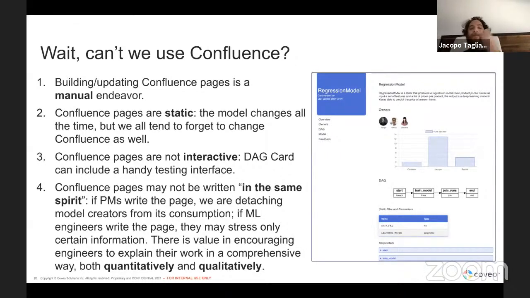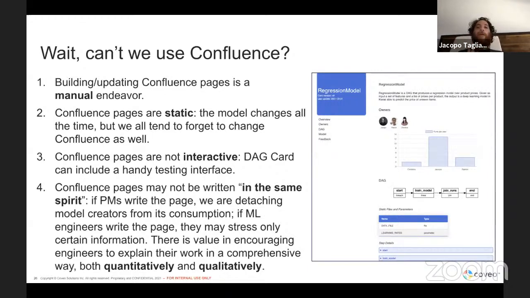Conference pages are often not written in the same spirit as what we feel DAG cards are important. In particular, we feel there's a lot of value in forcing, so to speak, the people that build the model to sit down and think very hard on how to explain what the model does, the model shortcomings, and some qualitative evaluation for people that are not technical.